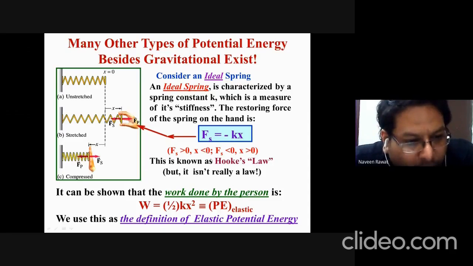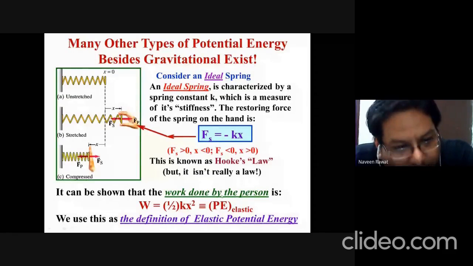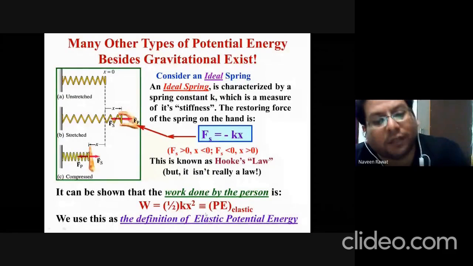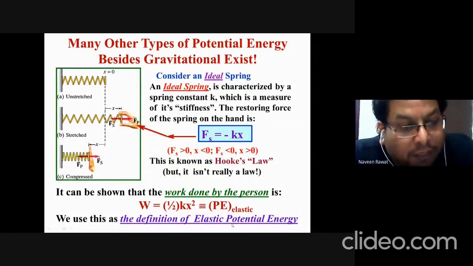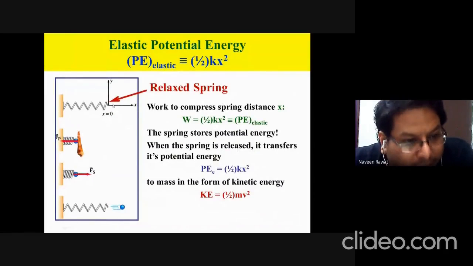When you're stretching a spring, you're giving some potential energy to the spring, and the work done by the person in stretching the spring can be given by the expression 1/2 kx squared. When you provide this work to the spring, the spring gains some energy, and that is what we call the elastic potential energy that the spring can store. From the relaxed state, you're either compressing or stretching the spring.